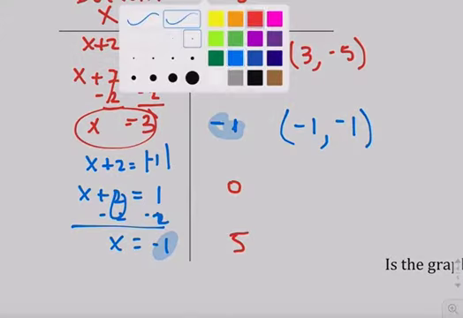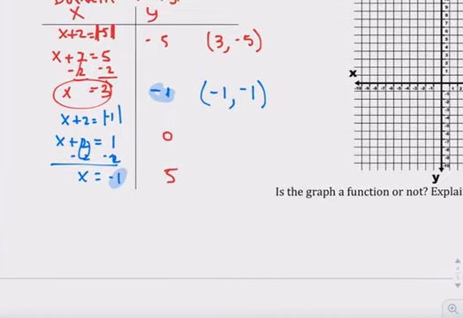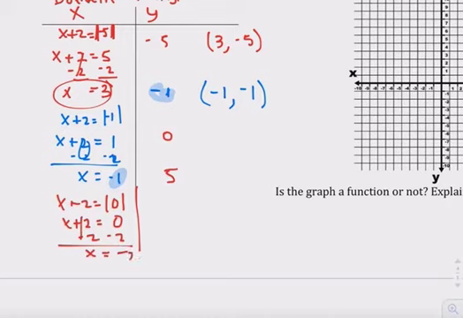Next one is 0. X plus 2 equals the absolute value of 0. Absolute value of 0, 0. X plus 2. X equals to -2.